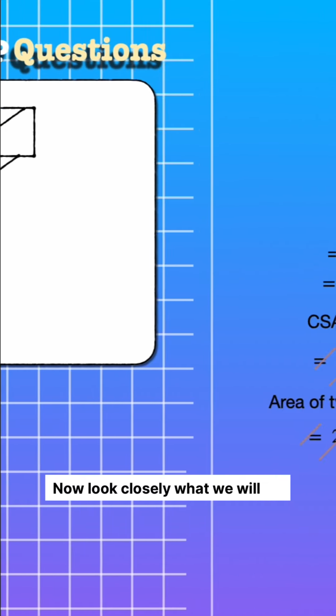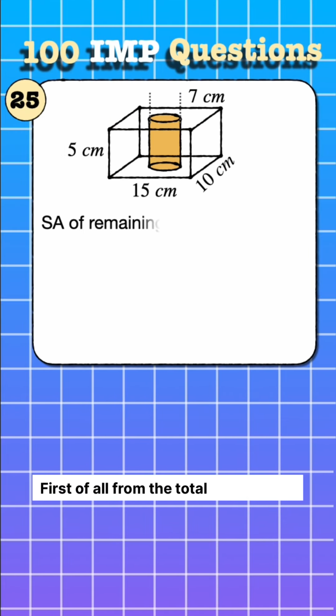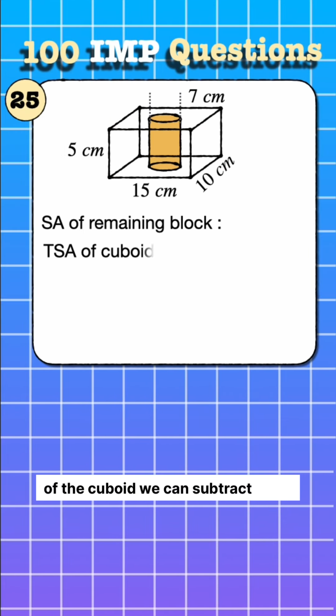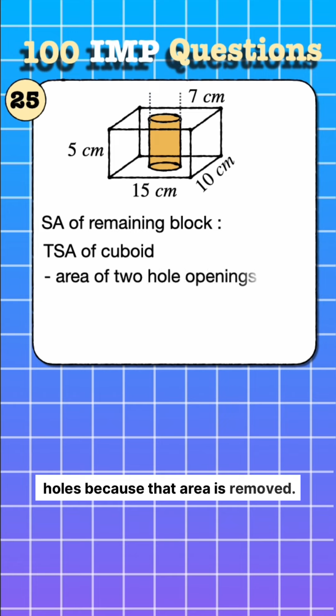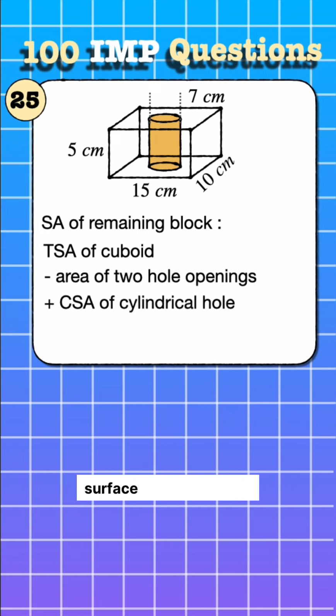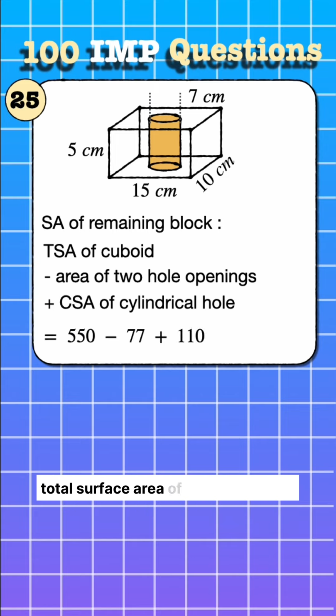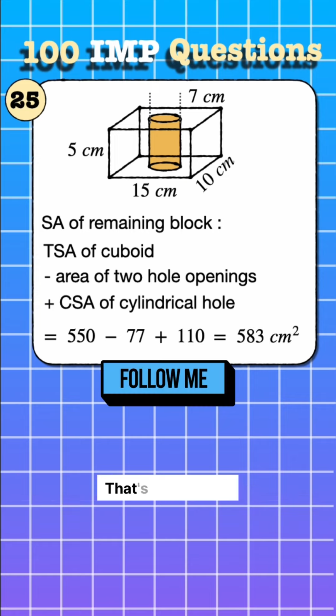Now look closely. What we will do, first of all, from the total surface area of the cuboid, we can subtract these holes because that area is removed, and we can add the curved surface area of the cylindrical part. Okay, so that will give you the total area. Got it? So that will be 550, the total surface area of the cuboid, minus 77, the hole areas, plus 110, the curved surface area of the cylinder. That will give you 583 square centimeter. That's the answer.